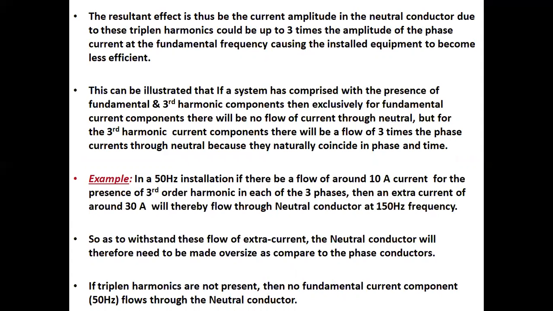exclusively for fundamental current components, there will be no flow of current through neutral. But for the third harmonic current components, there will be a flow of 3 times the phase currents through the neutral because they naturally coincide in phase and time. For example, in a 50 Hertz installation, if around 10 ampere current flows for the presence of third order harmonic in each of the 3 phases, then an extra current of around 30 ampere will flow through the neutral conductor at 150 Hertz frequency.